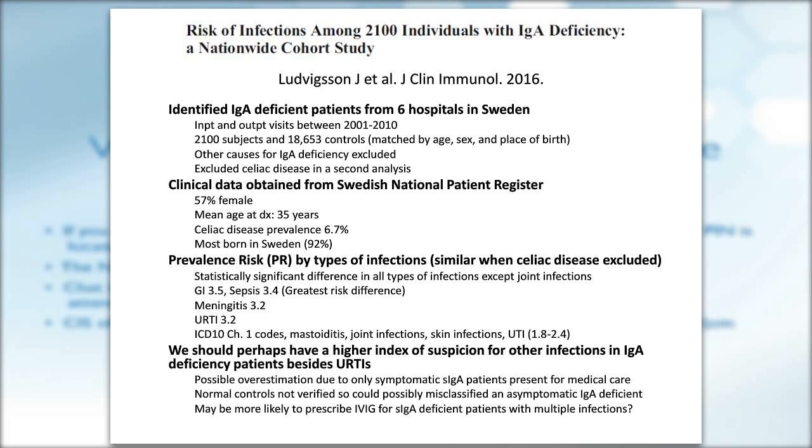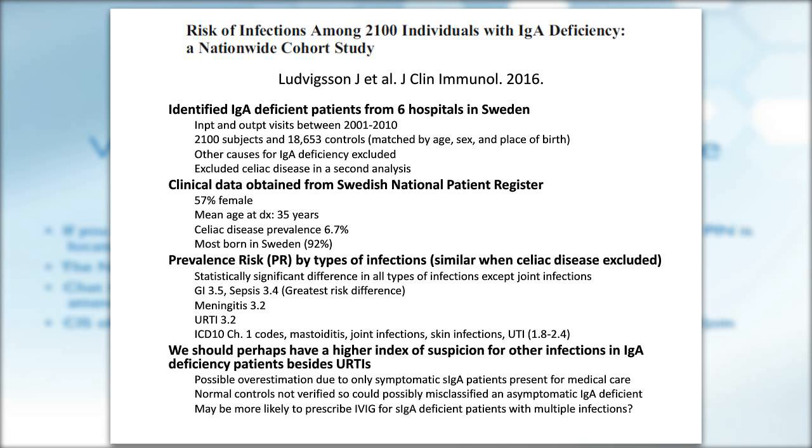Some limitations from the study included maybe some overestimation, because only the patients that would present to a doctor would perhaps be the symptomatic ones, so this may overestimate the prevalence of infections. Also, the authors mentioned that they possibly could have missed a few asymptomatic IgA deficient patients in their control group because those controls were not tested for IgA deficiency.